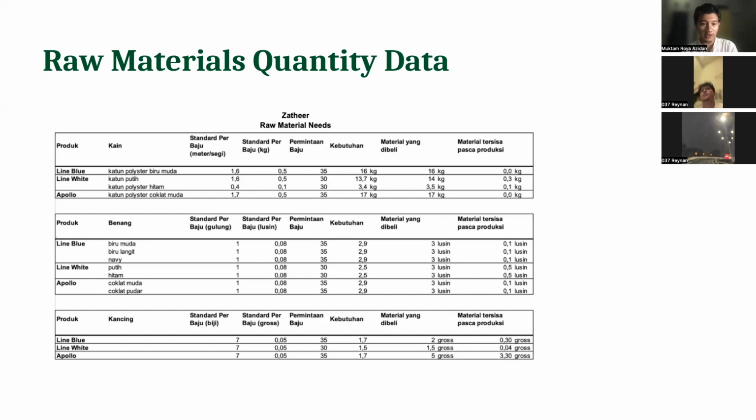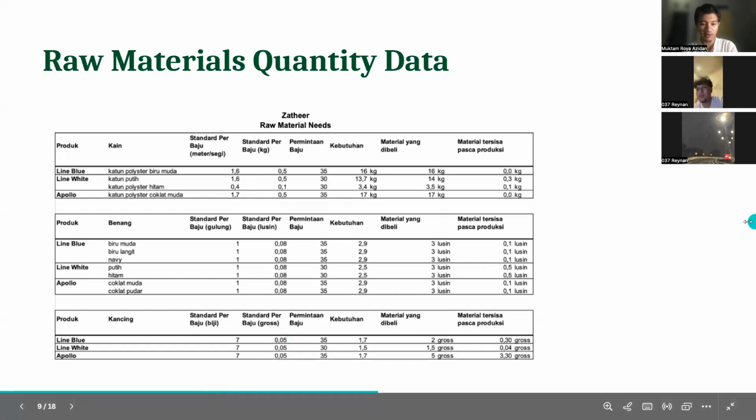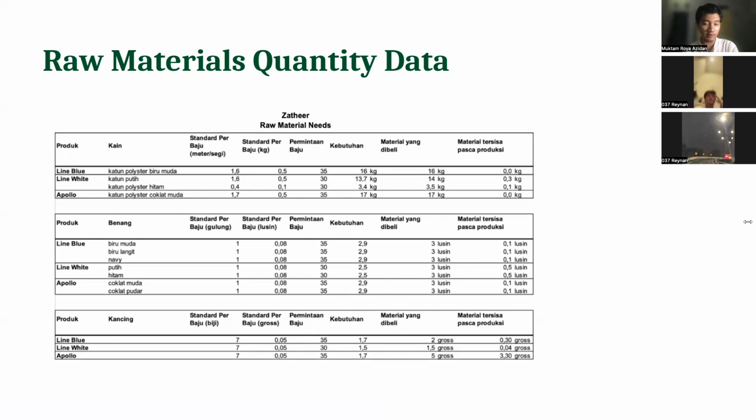Okay, so based on the previous slide, which gave brief information about the raw material needed for each product, this is the recapitulation of all of the raw material needed. But based on our research in Dian's Convection Salatiga, usually the supplier of the kain, or fabric, uses kilograms.